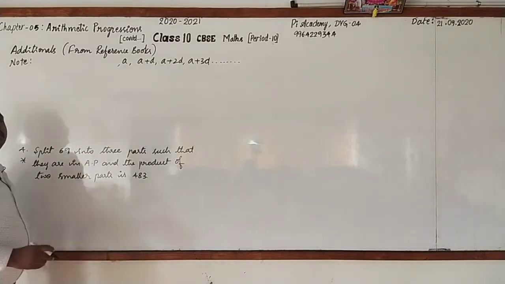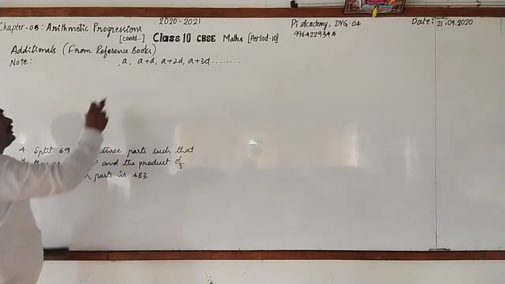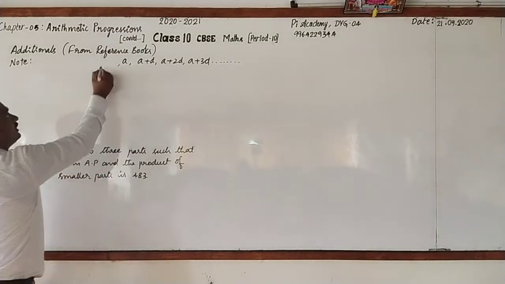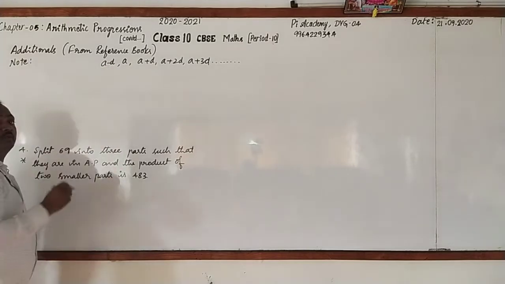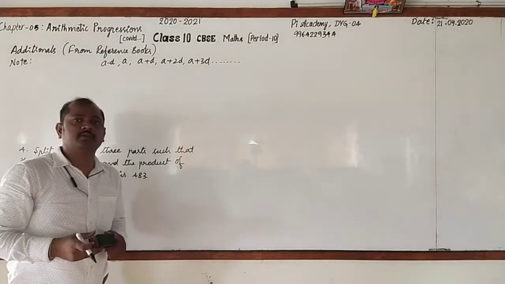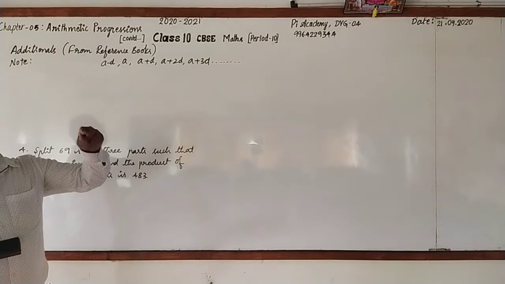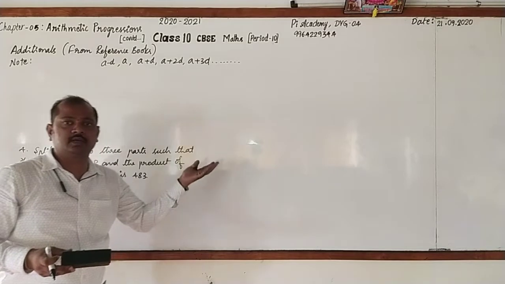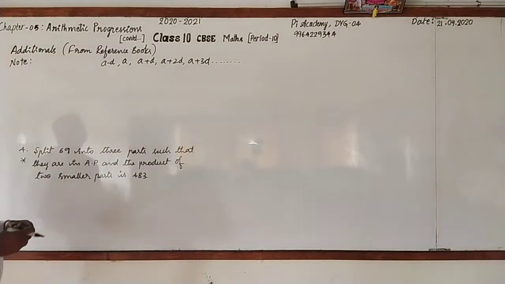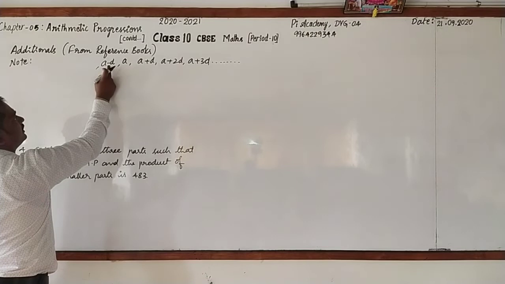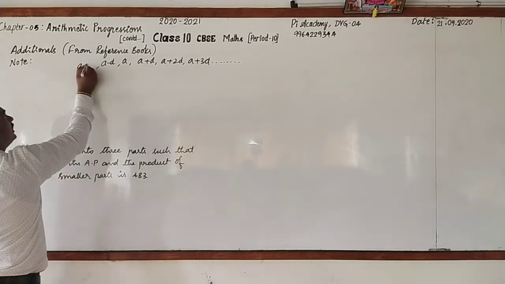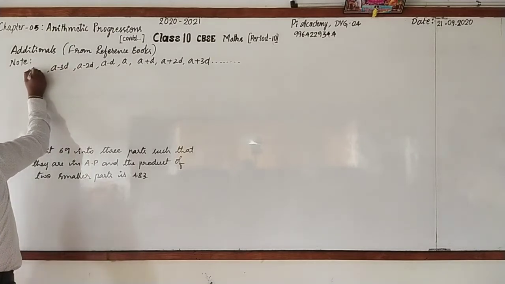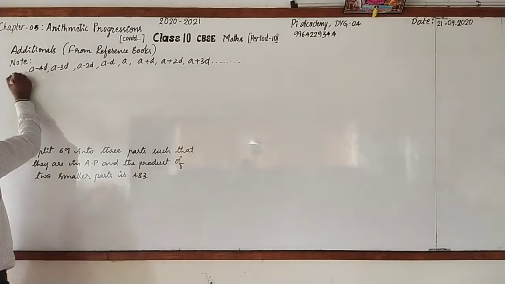Then, is there any term of this AP preceding A? Yes. What is that? It is A minus D. How? We know that in the very beginning of this chapter we have learned that when the common difference is added to a term, we get the succeeding term. When the common difference is subtracted from a term, we get its previous term or preceding term. See that A minus D, and its previous term A minus 2D, its previous term A minus 3D, previous term A minus 4D and so on. It continues.